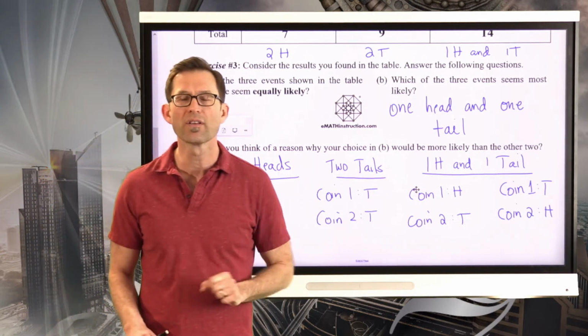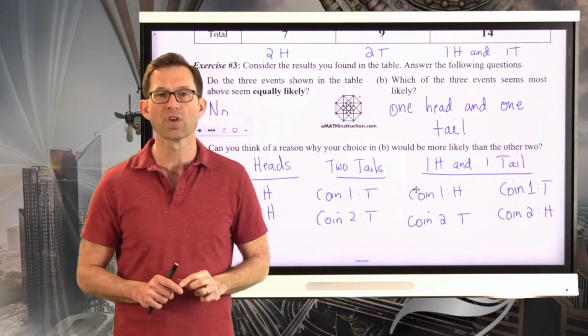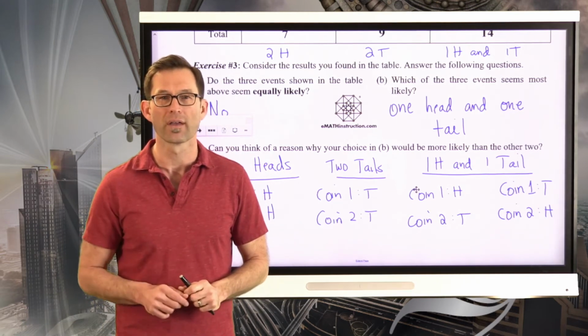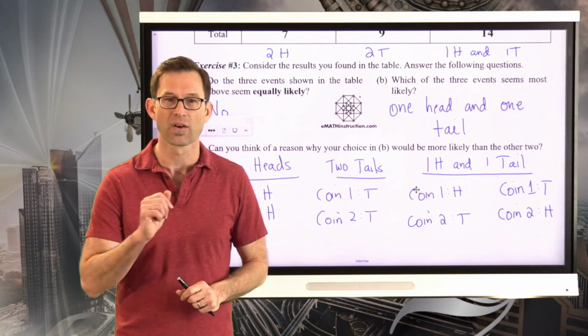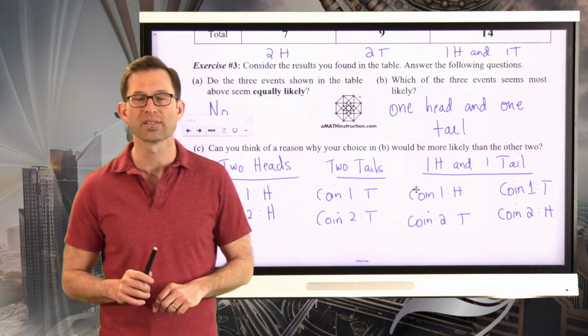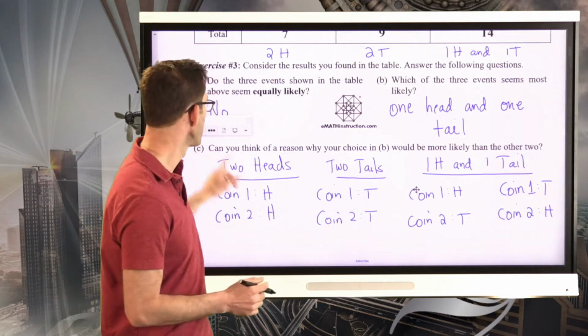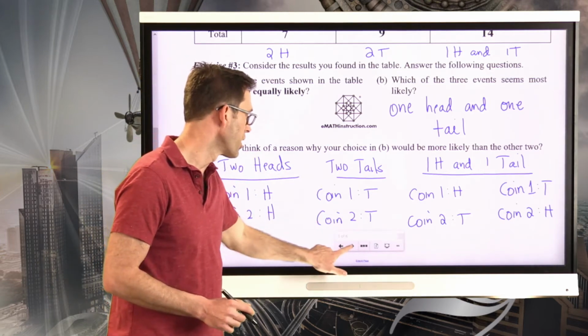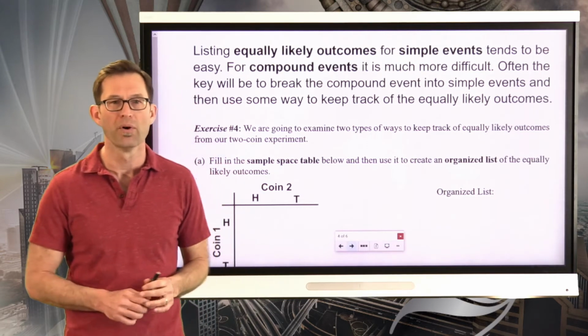And that's harder to think about because we have 2 things going on. We flip 1 coin, and then we flip the second coin. So let's see how we can be a little more organized about thinking about compound events, because they're really where the power of probability lies.